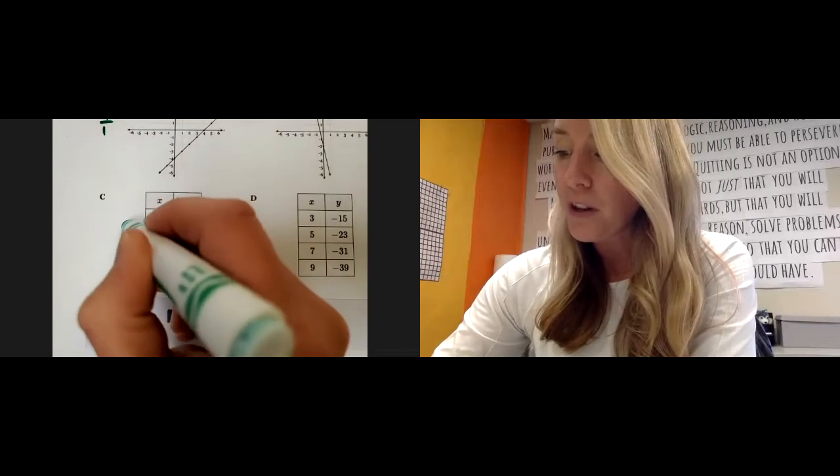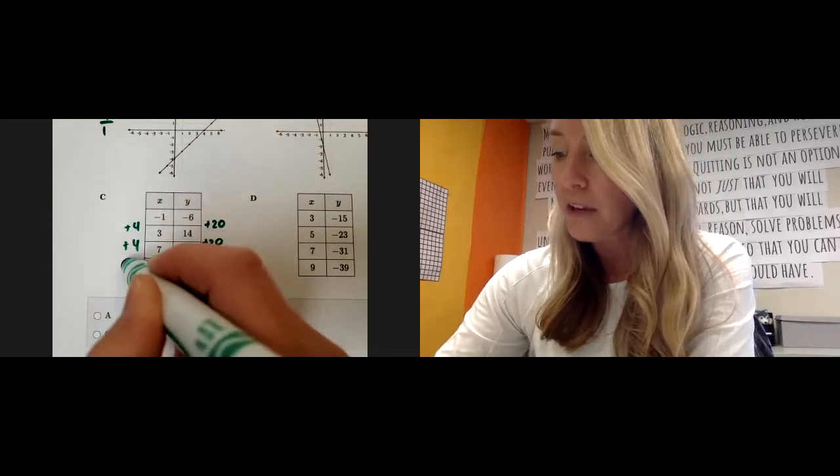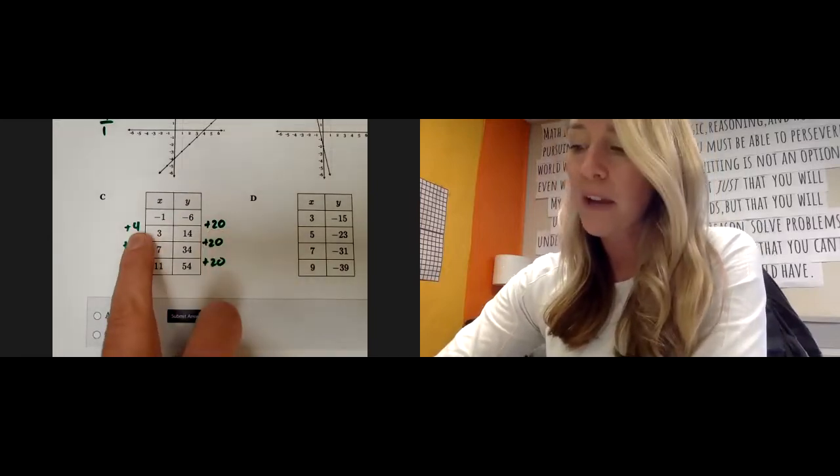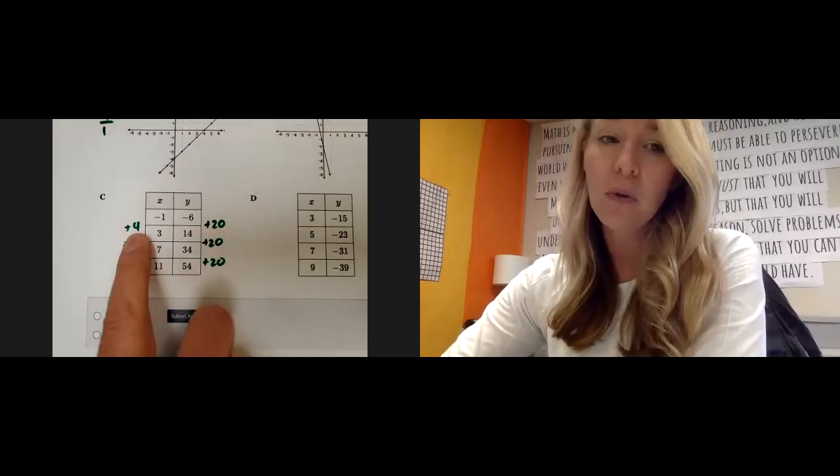We went up by 4 here. We added 4, we added 4 again, we added 4 again. So it's a nice consistent relationship. Well, the change in my y over the change in my x is 20 over 4. 20 over 4 is 5.